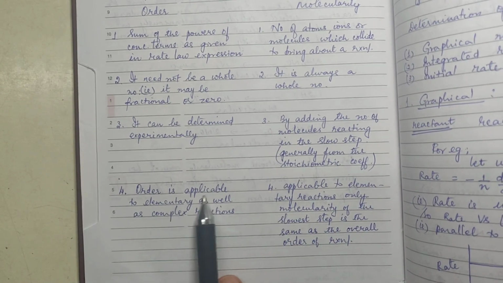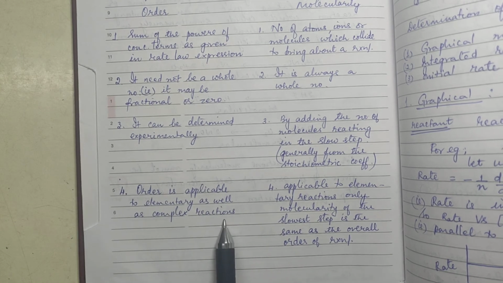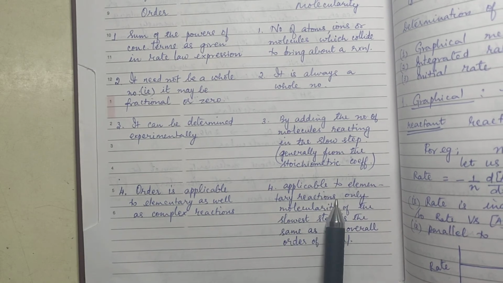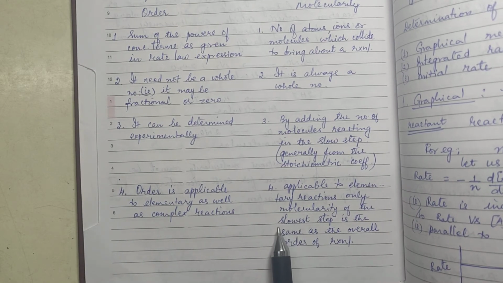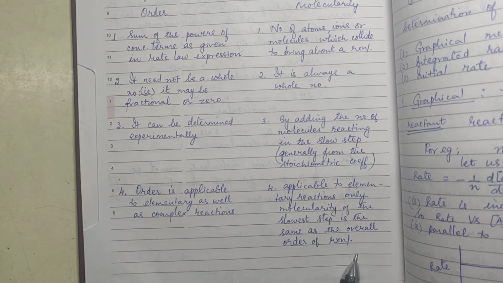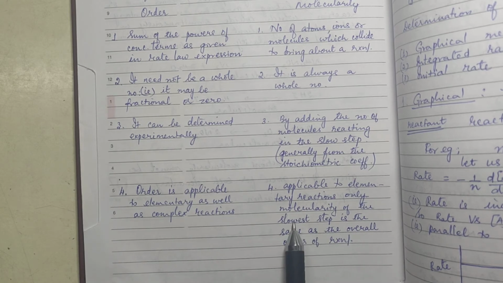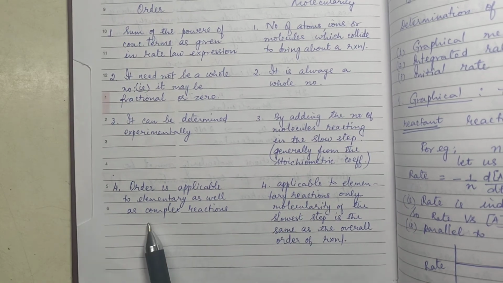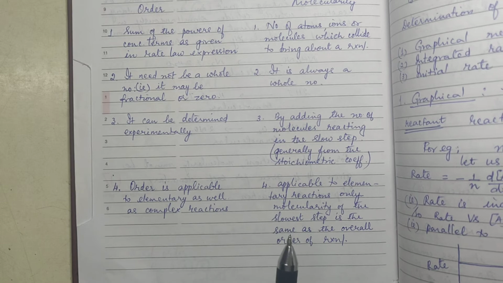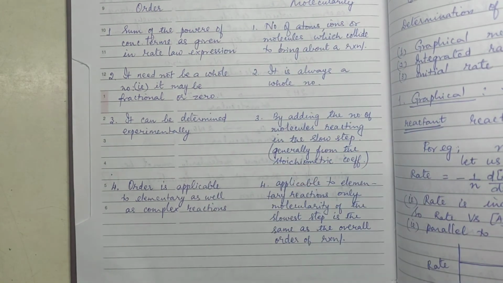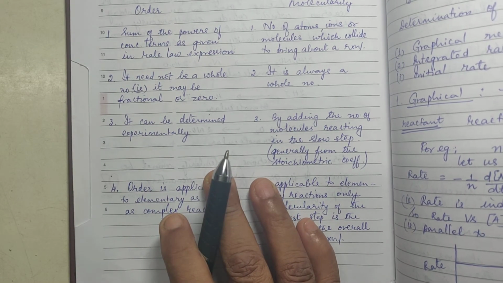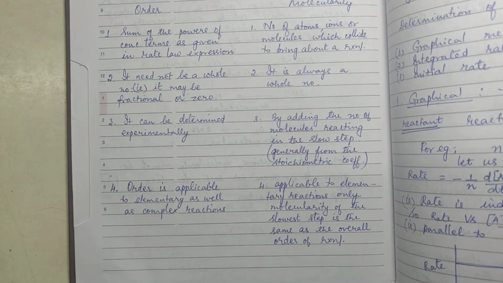Then order is applicable to elementary as well as complex reactions. But molecularity is applicable only to elementary reactions, and the molecularity of the slowest step is the same as the overall order of the reaction. Whatever is the molecularity of the slowest step will be the order of that reaction. Is that clear? So these are the differences between order and molecularity. The first three, if you understand clearly and write them, because it's a very, very important question: write the differences between order and molecularity of a chemical reaction.